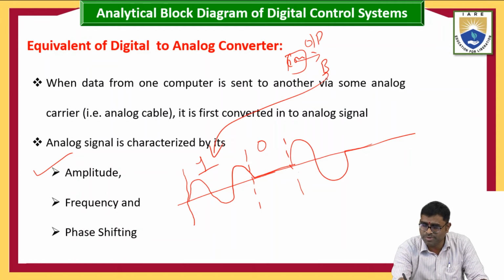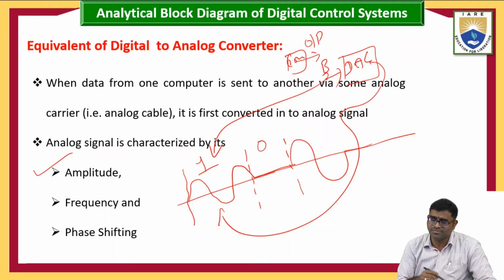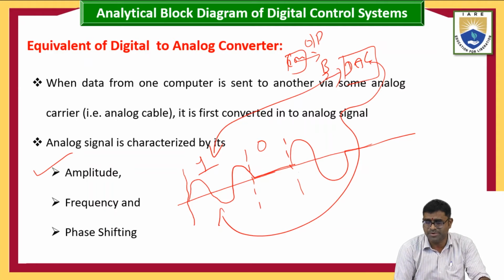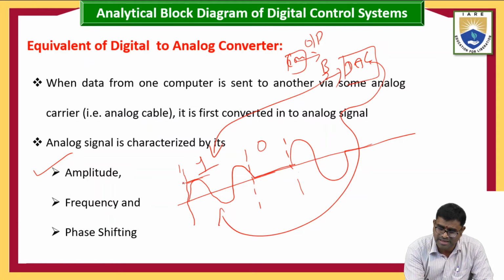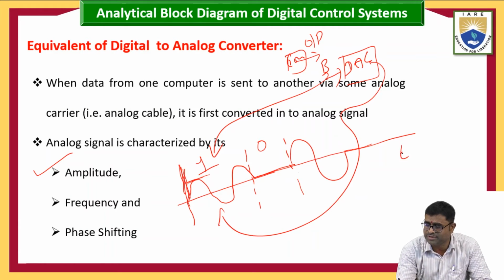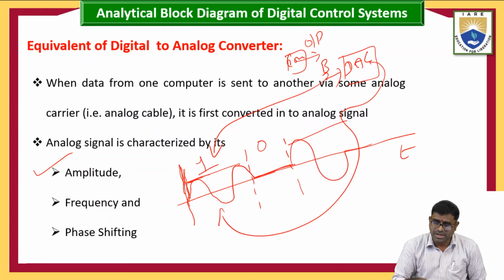That binary form is going to be converted by the DAC. The DAC gives this analog form. So when it is 1, the amplitude is high. When it is 0, the amplitude is low. On this axis I am taking amplitude, and this is the time axis. So 1 is nothing but high, and 0 is low. This is the case of amplitude. Next, coming to the frequency.